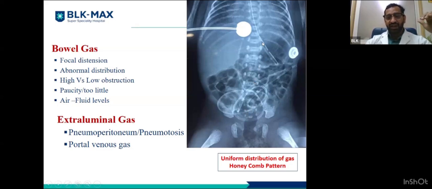Besides this, I would also like you to see that there are a lot of tubings here. There's one tube in the stomach. Then there is a UV catheter, which is lying here. Probably there's a catheter in the bladder also.